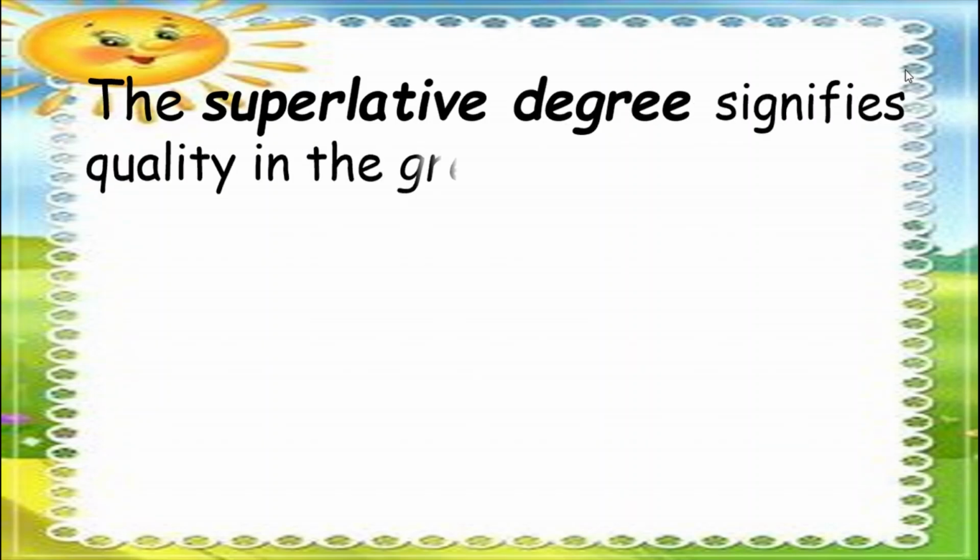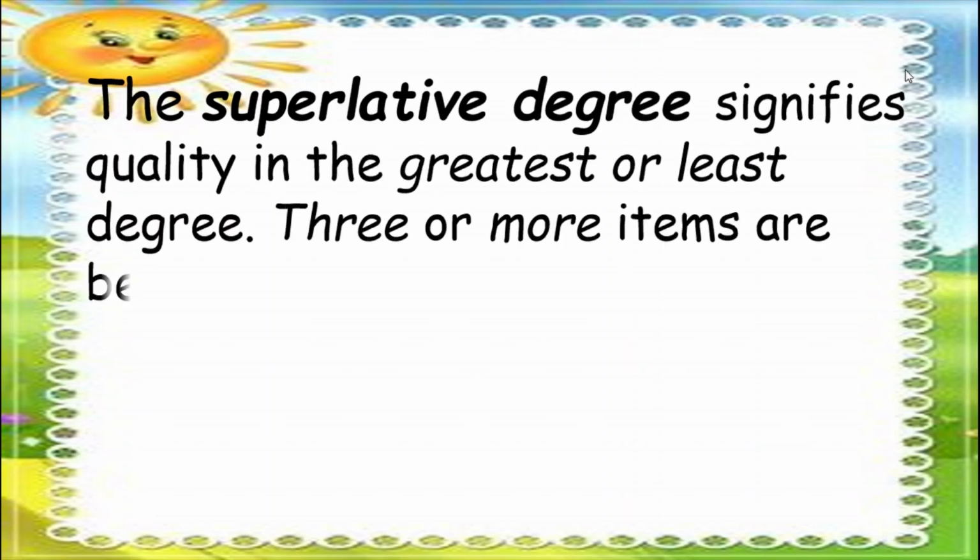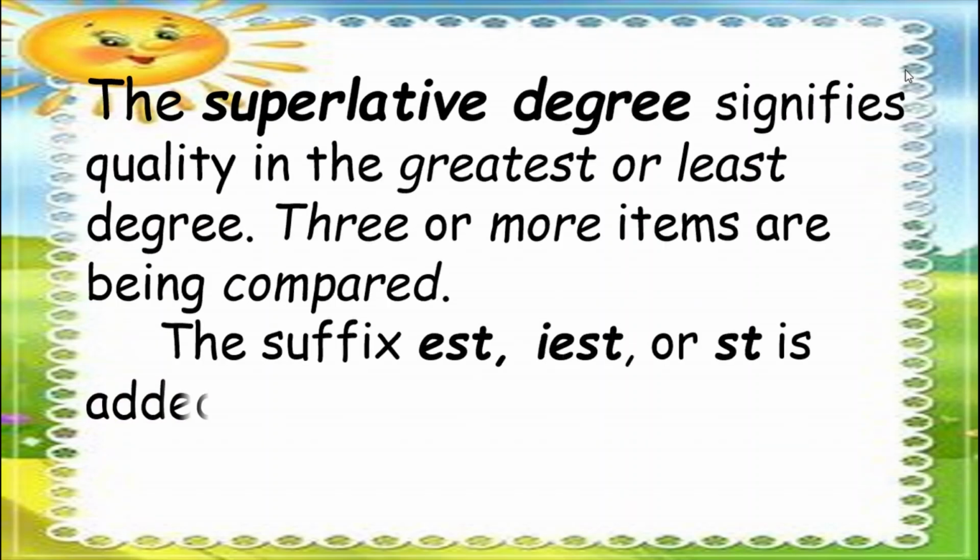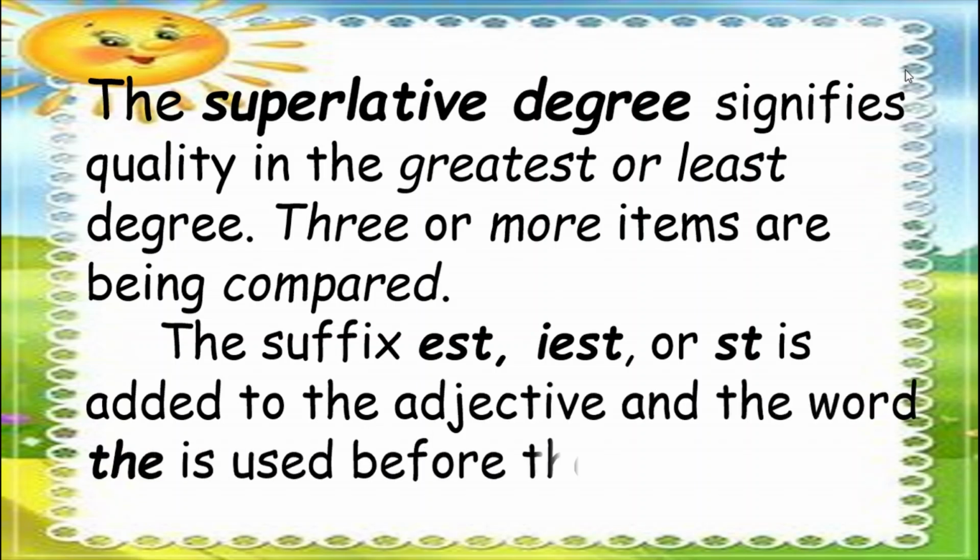The superlative degree signifies quality in the greatest or least degree. 3 or more items are being compared. The suffix est, iest, or st is added to the adjective and the word the is used before the adjective.